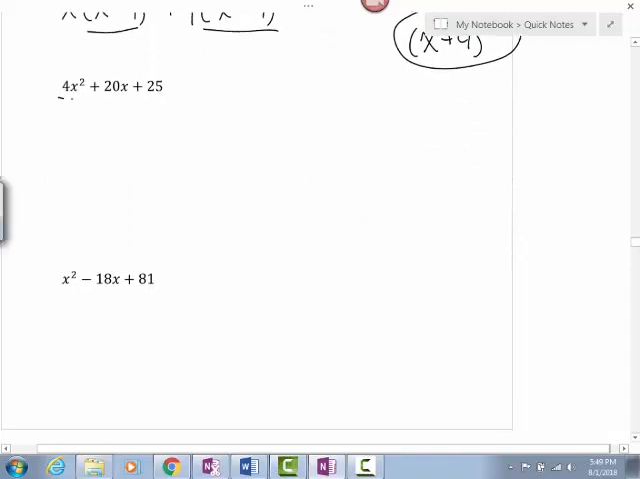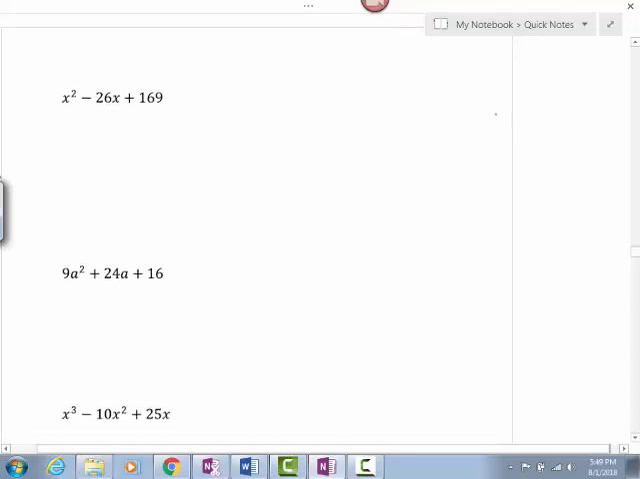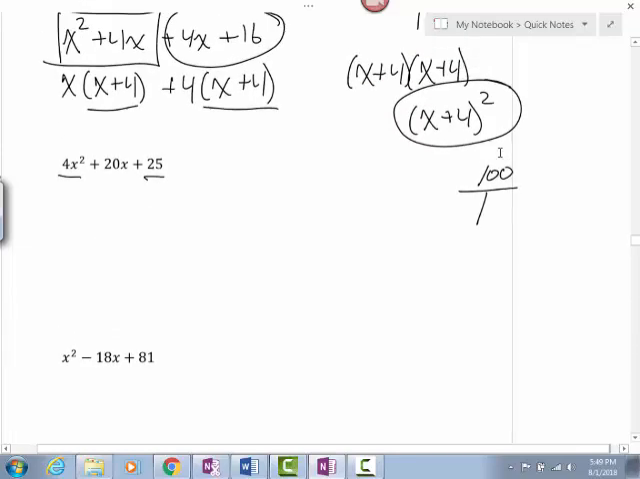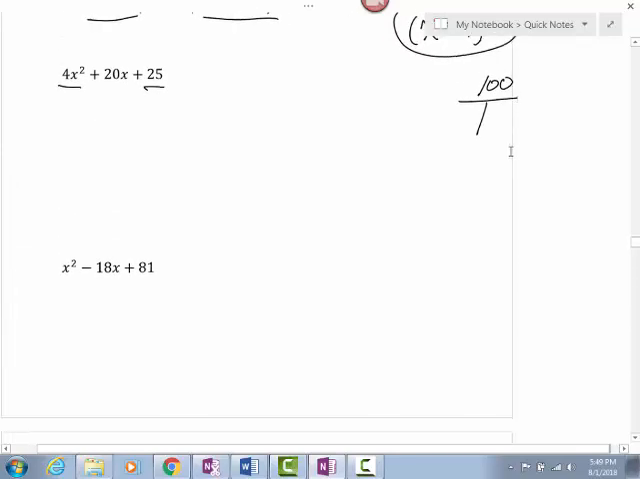Again, my first step, let me multiply 4 times 25. That's going to leave me with 100. What two numbers multiply to 100? Oops, sorry. Let me go back up. What two numbers multiply to 100 and add up to 20? 10 and 10. Okay, so let's go ahead and write it out: 4x squared plus 10x plus 10x plus 25.